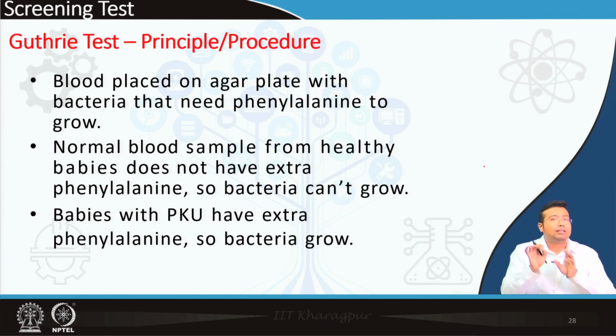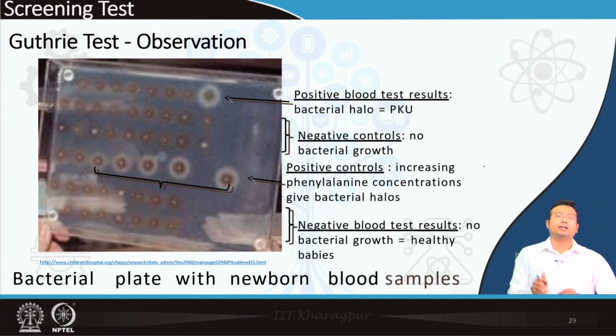But if the patient has phenylketonuria, the blood level of phenylalanine will be so high that the bacteria will find it very conducive to grow. So, if there is bacterial growth, phenylketonuria is positive. So, let us see what is happening in a figure. This is the culture plate where there are positive blood samples. So, all the 4 types are usually placed. So, blood samples are placed in dot fashion.